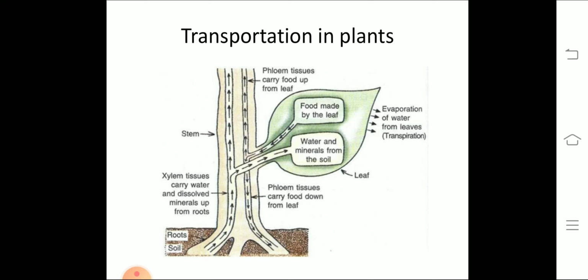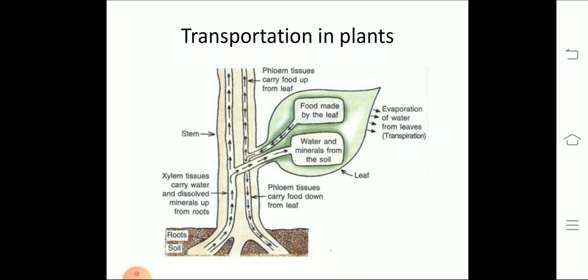Xylem has to carry water and other minerals against gravity. The movement is in an upward direction, it is unidirectional. So how does it work? How does xylem transport the raw materials from the soil to the leaves? Which method or process is used, which theory has been proposed for all these things, we'll study in this class.